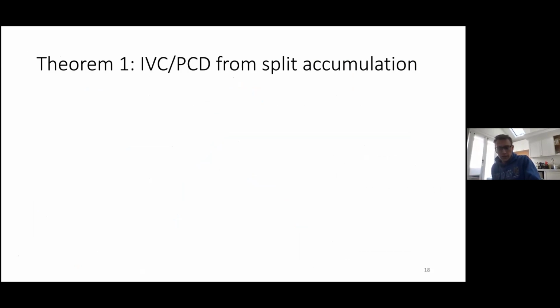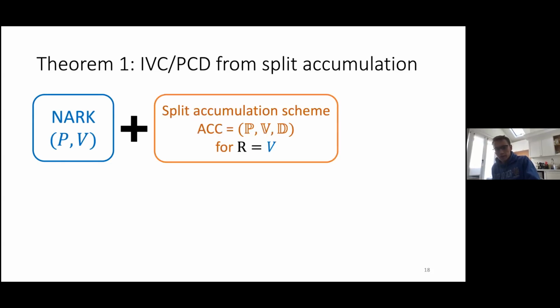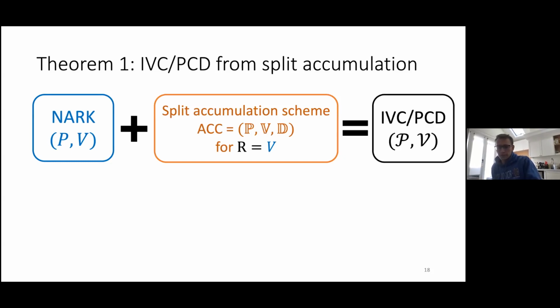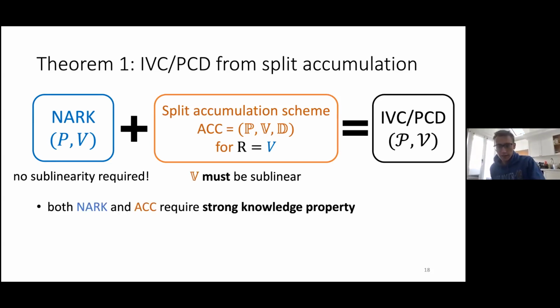So we say that we can construct IVC and PCD from a split accumulation scheme. In particular, what this means is that if we have a NARC and a split accumulation scheme for this NARC verifier, then we get IVC and PCD. And the cool thing, again, is that no sublinearity is required for the NARC verifier itself. The accumulation verifier is really what we care about. When you design one of these things, what you care about is the efficiency of the accumulation verifier. This must be sublinear, and we'll see we're highly efficient on that. And then, as I said, the NARC and the accumulation scheme must have strong knowledge properties.